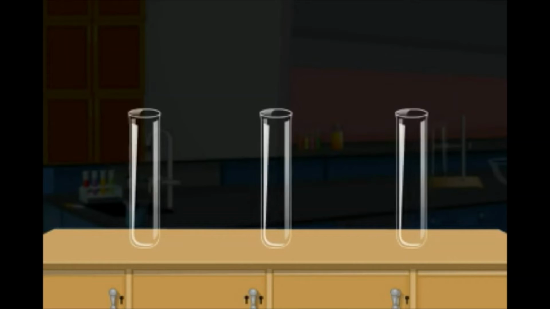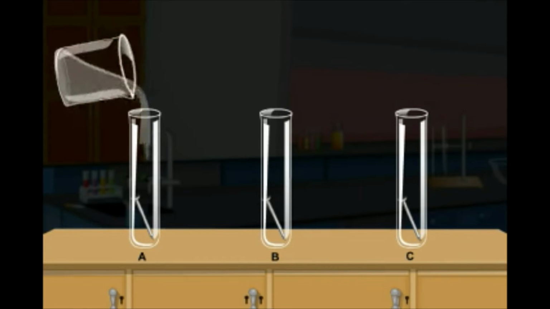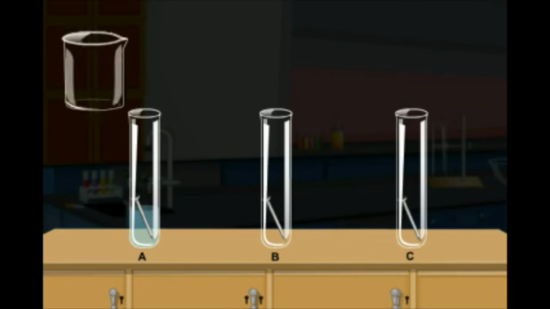Let's begin with the activity. Take 3 test tubes and label them as A, B and C. Place an iron nail in each of the test tubes. Now, pour some water in test tube A.